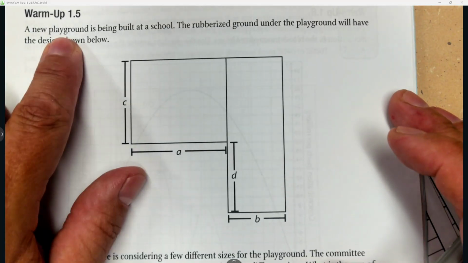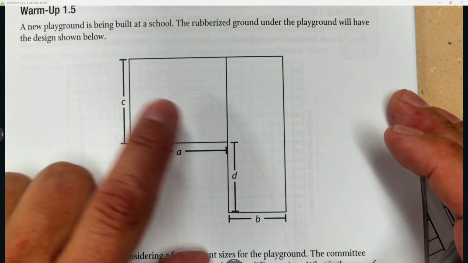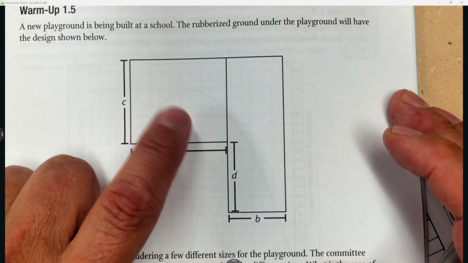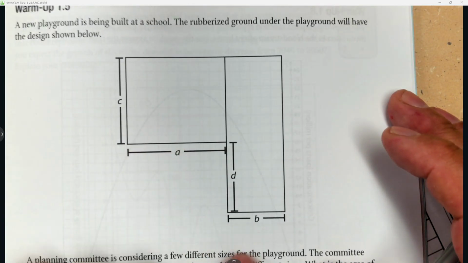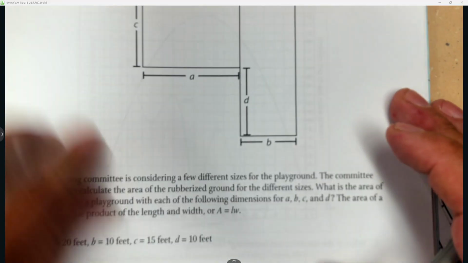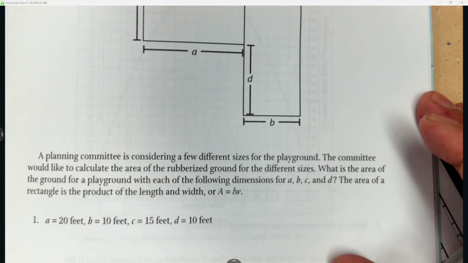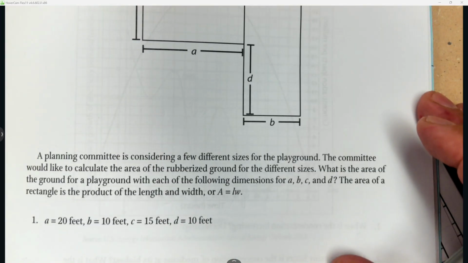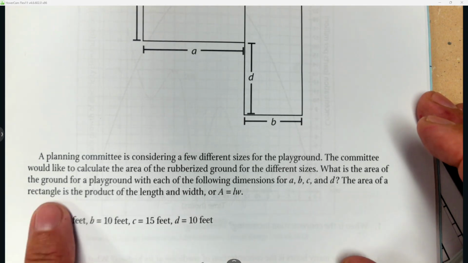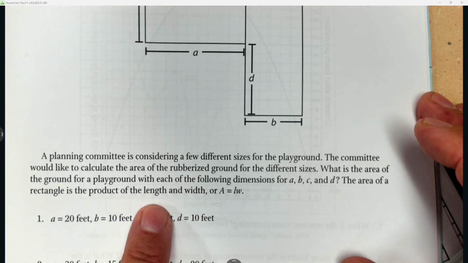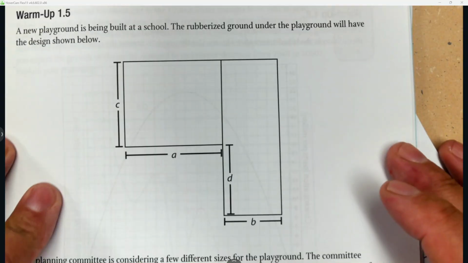Is this shape. It says there's a new playground that's being built at school. The rubberized ground under the playground will have this design. And the planning committee is considering a few different sizes for the playground. The committee would like to calculate the area of it for A, B, C, and D. The area of the rectangle is the product of the length, or length times width.